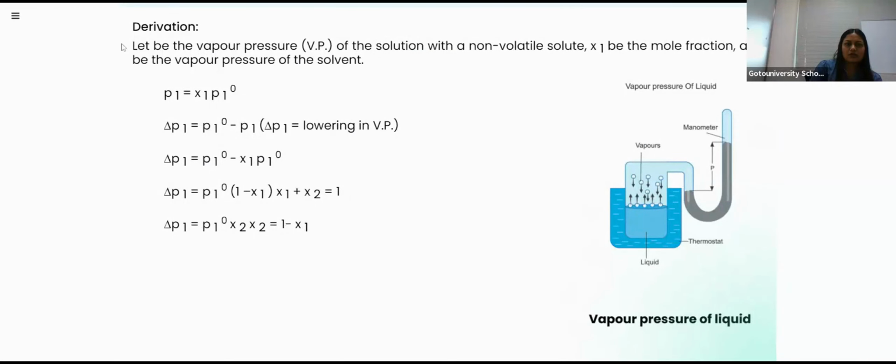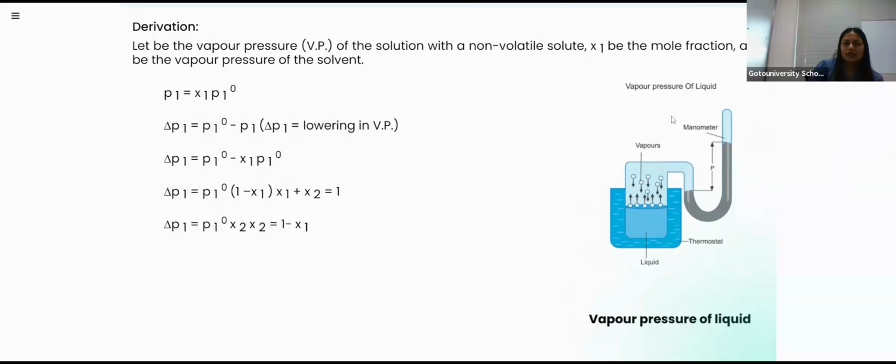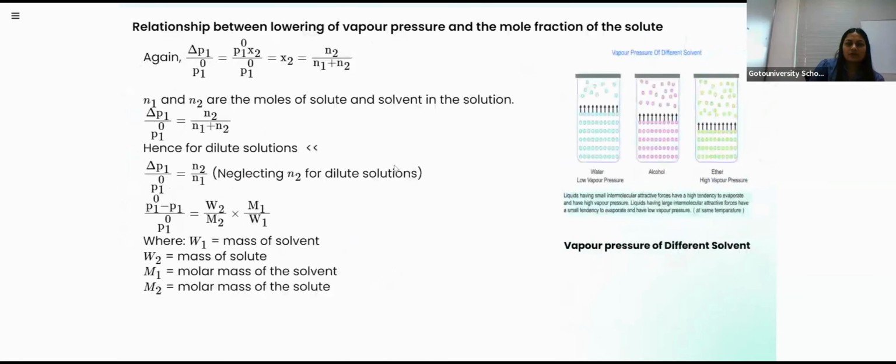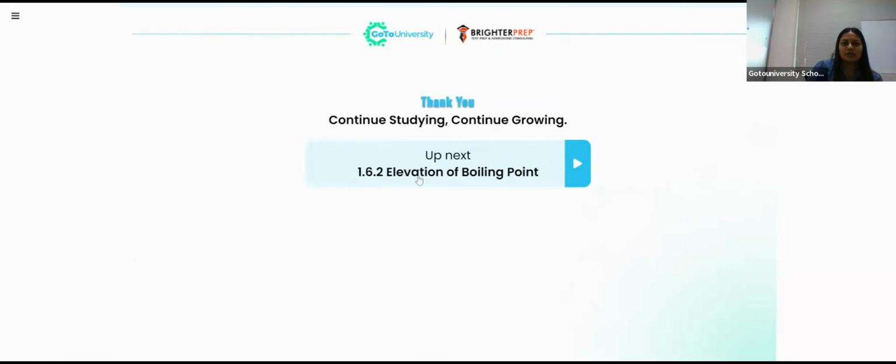The derivation of Raoult's law for relative lowering of vapor pressure is for the first colligative property. This is very important and it is very much asked in the exam. We have discussed the numerical problems. I think we can easily solve the numerical problems related to the first colligative property.